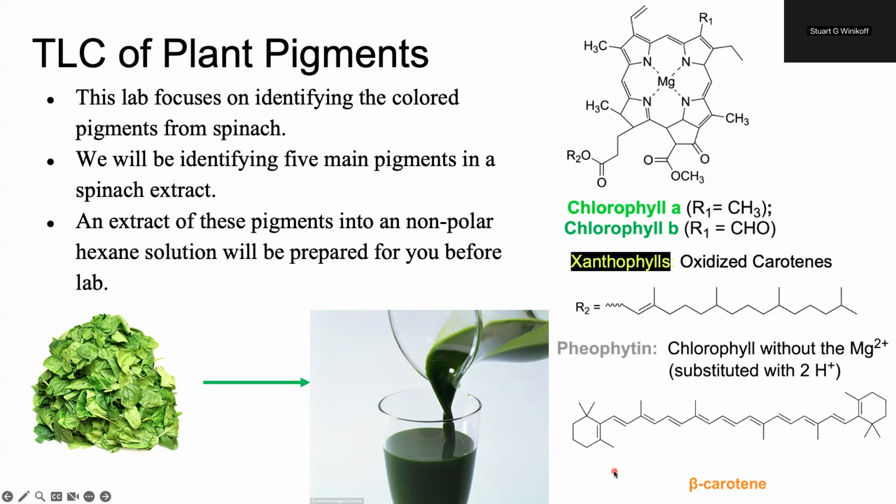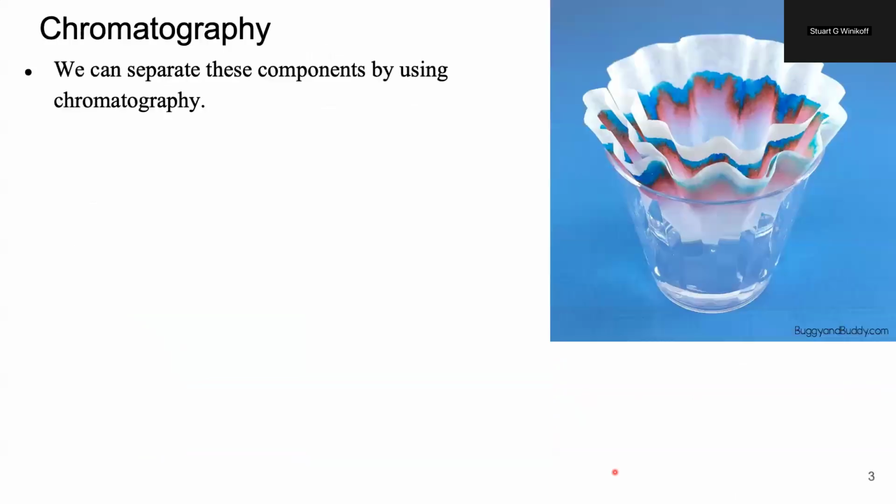And so an extract of these pigments has already been prepared by placing it in a nonpolar hexane solution before you ever enter lab. You're going to go ahead and try and analyze this extract. So we're going to do this by separating these components using chromatography.